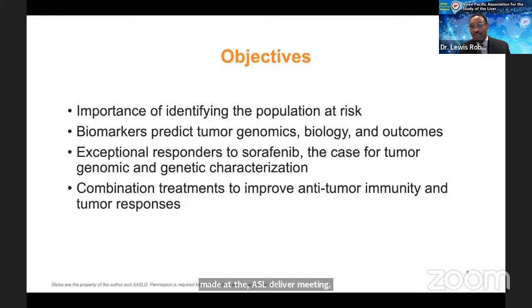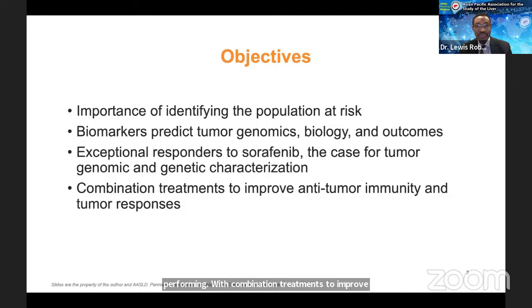And so what I'd like to do is talk about the importance of identifying the population at risk in terms of cancer control. So I'll talk briefly about epidemiology, and then focus more on concepts relating to personalization of care. I'll talk about biomarkers, and we've already had a good discussion about a couple of biomarkers in this case and how they can predict tumor genomics, biology, and patient outcomes. I'll talk about exceptional responders to sorafenib and the case for tumor genomic and genetic characterization as we develop treatment plans for our patients, and then show some work about a clinical trial we are performing with combination treatments to improve anti-tumor immunity and tumor response.